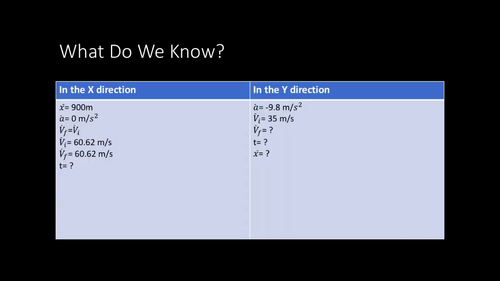So looking back at the table of things we know, we can fill in that the initial velocity in the x direction is 60.62 meters per second. And since the final velocity is equal to the initial velocity, we can also say that the final velocity is going to be 60.62 meters per second in the x direction. In the y direction, we can fill in that the initial velocity will be 35 meters per second. And that's all we know so far.